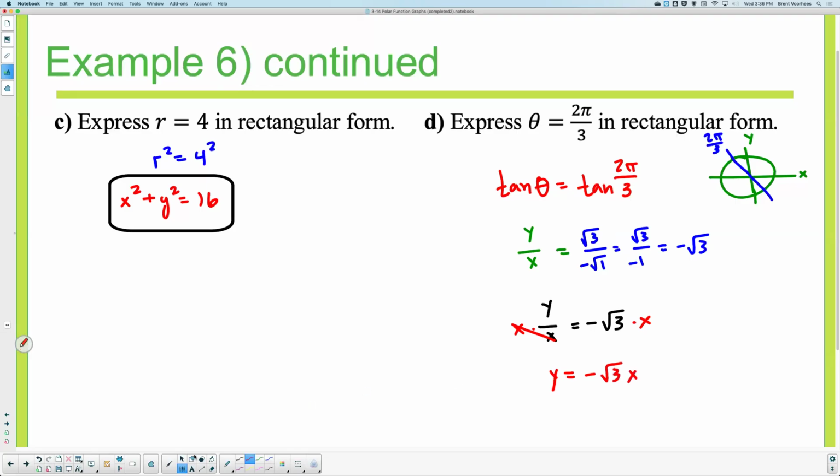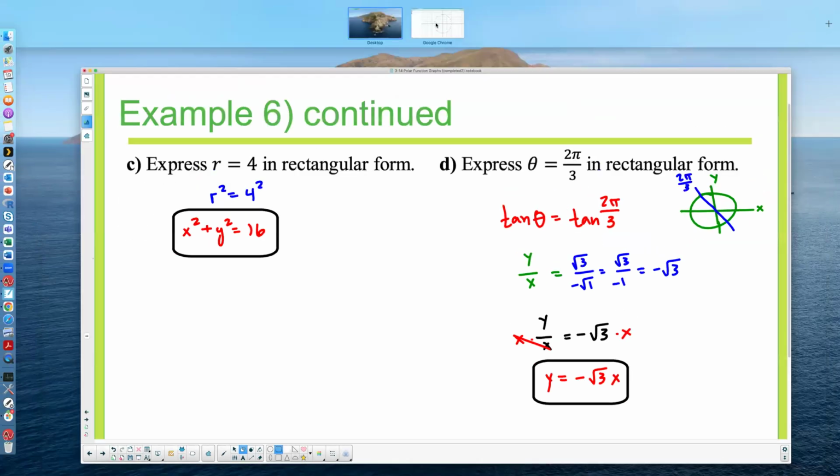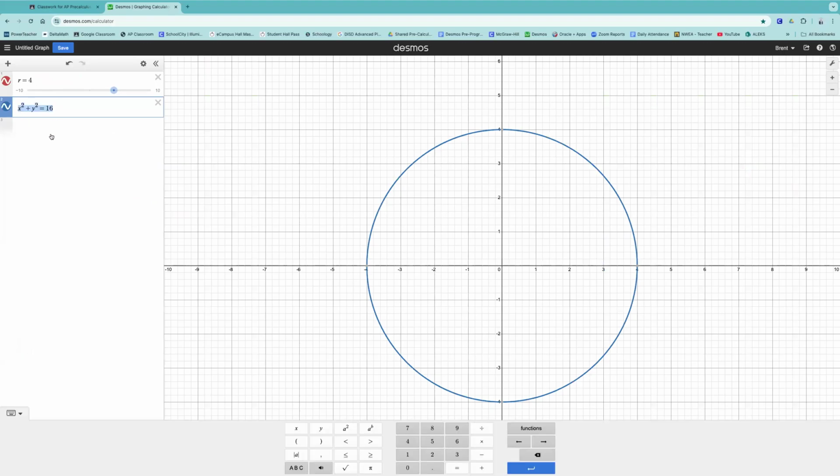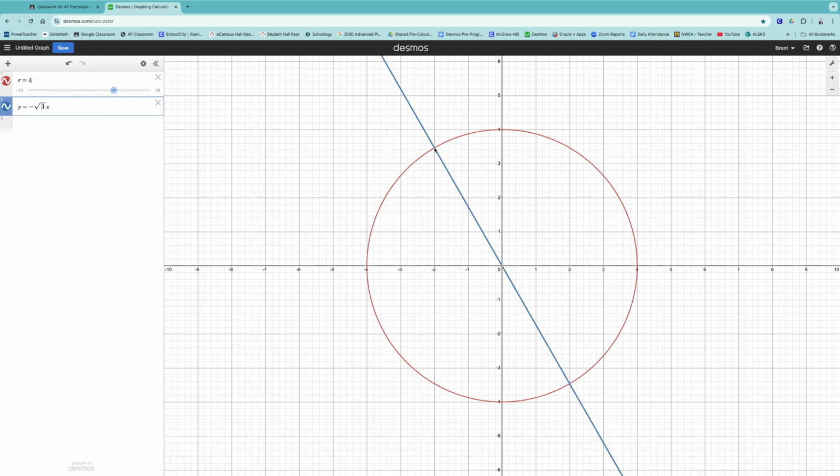As I mentioned, tangent is the slope. It was a negative slope. That's the negative slope right there, negative square root of 3. I don't think Desmos will graph theta equals 2 pi over 3. You should know that one though. But I will graph y equals negative square root 3x. Notice that would go right through where 2 pi over 3 is located right there. That should be where the 2 pi over 3 is located.